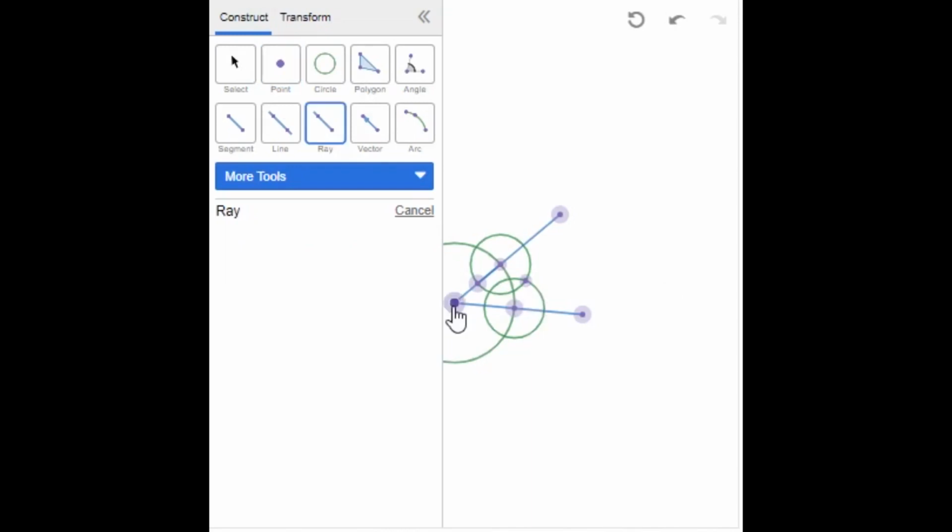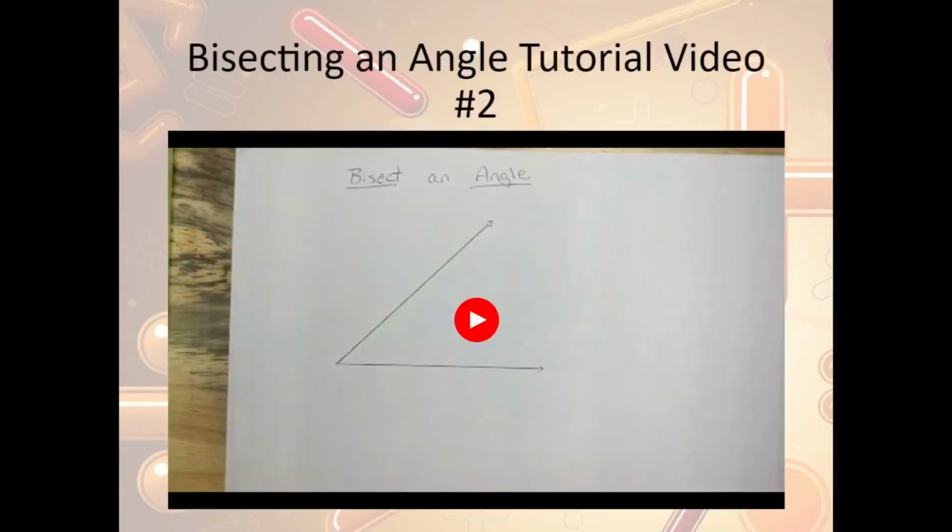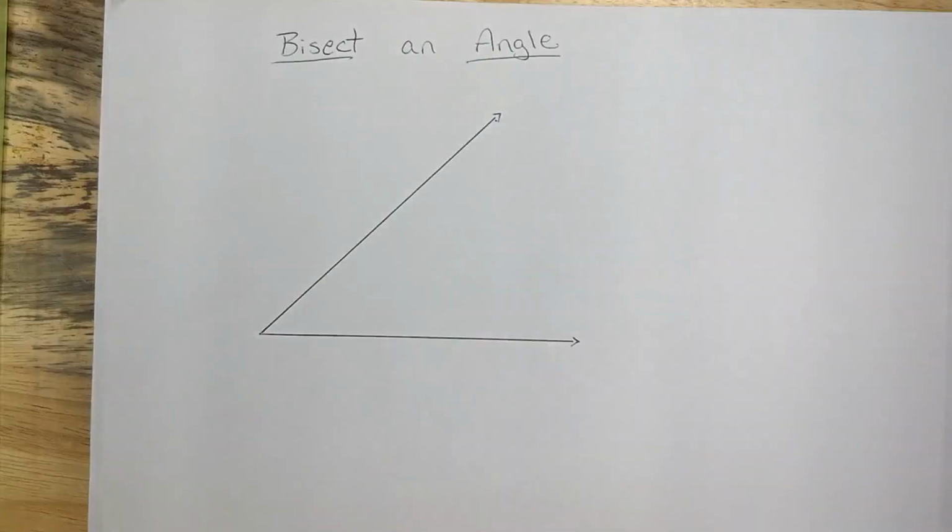And I can use the ray tool to connect the vertex to that point of intersection right here. Just like that. And now I've perfectly cut this angle in half. Now there's a video here for you to watch as well on how to bisect an angle using paper and a compass. So go ahead and watch that video as well.